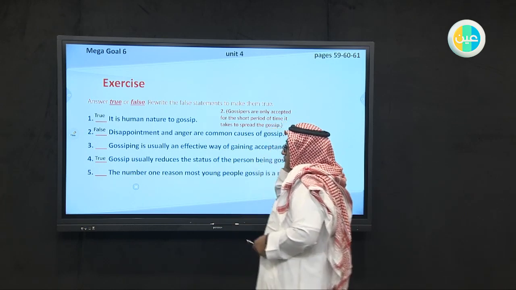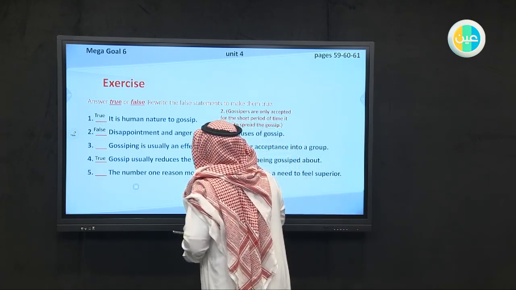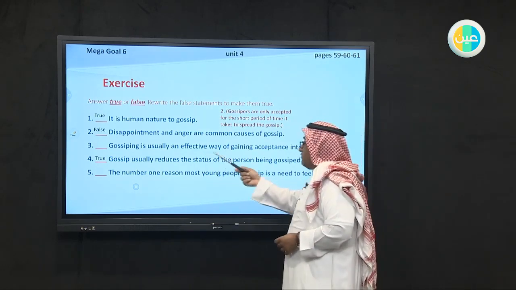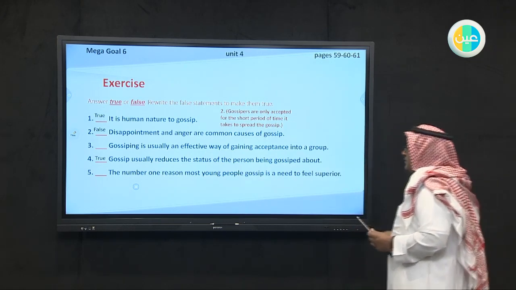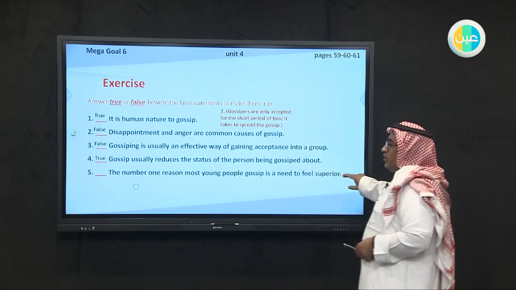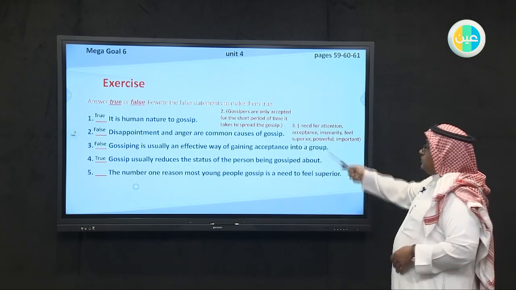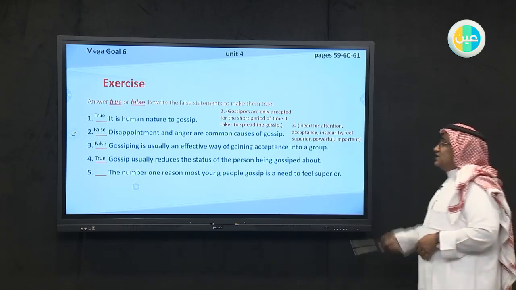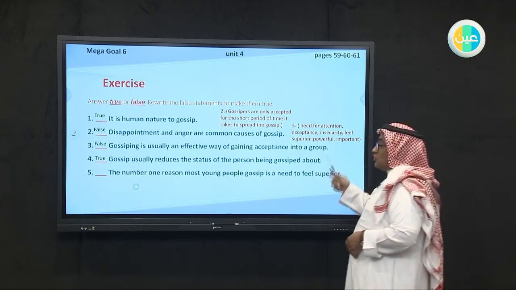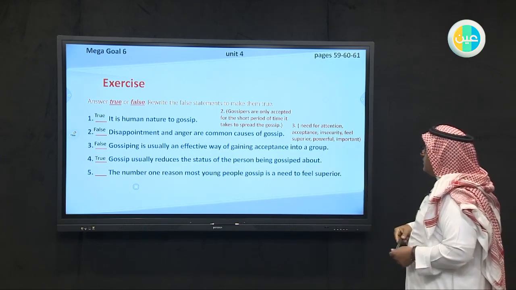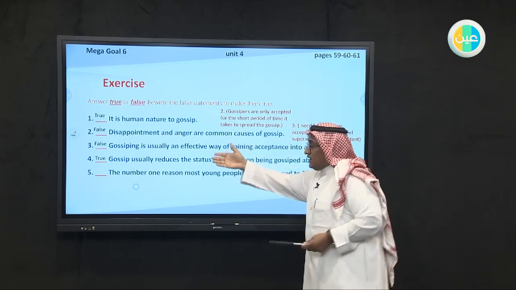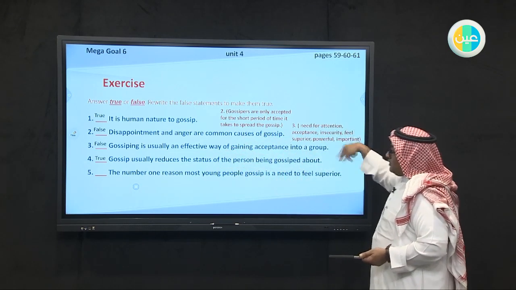Okay, number 3. Gossiping is usually an effective way of gaining acceptance into a group. What do you think? It is false. Excellent. Why is it false? Because he needs attention, acceptance. Attention means attention. Acceptance means acceptance. Okay. Insecurity, feel superior, powerful, important. It is because gossiping is not effective, of course, because they need these things.